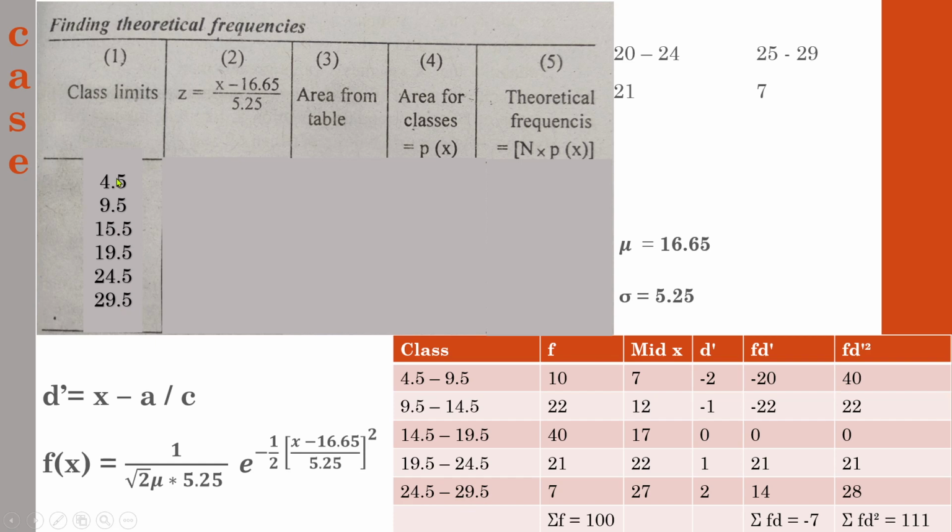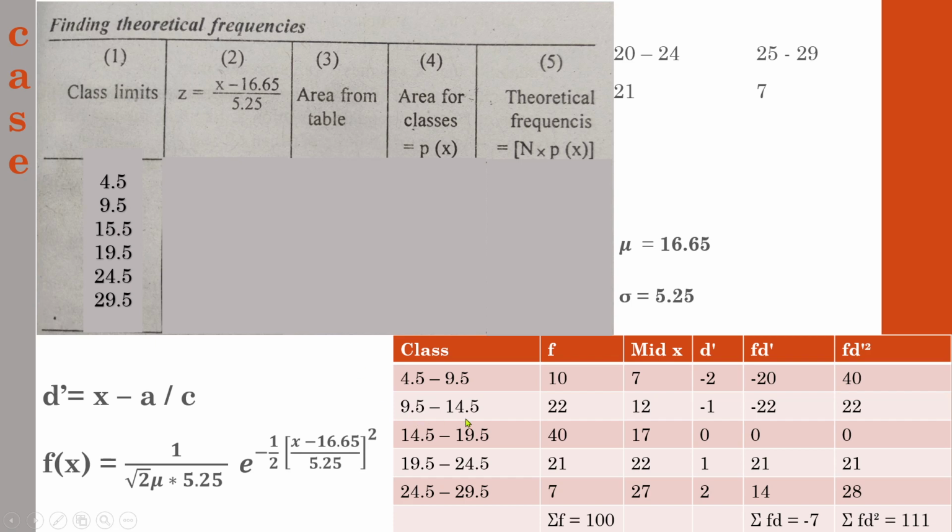So the class limits will be written as: the first number is the smallest value of the entire class and the last number is the largest value of the entire class. In between these two values, you will write down all the lower limits of each class. First one is 4.5, 9.5. We have written that. After that only you have to consider.